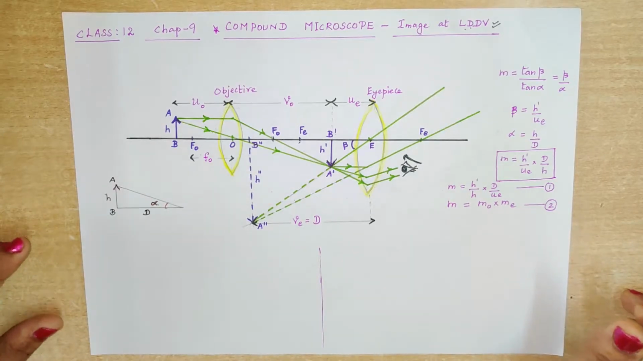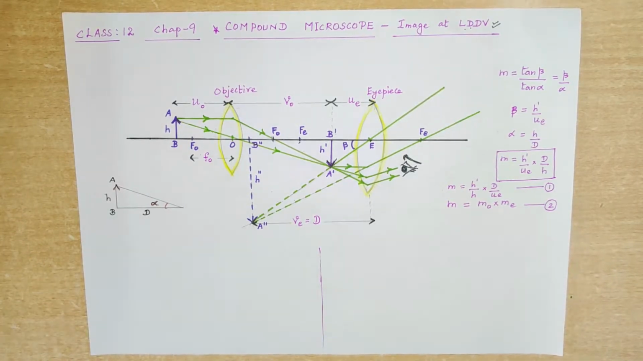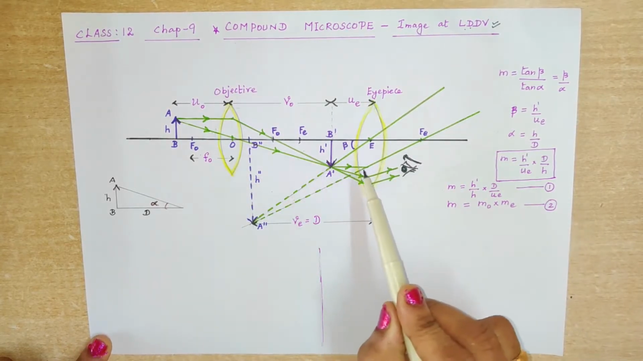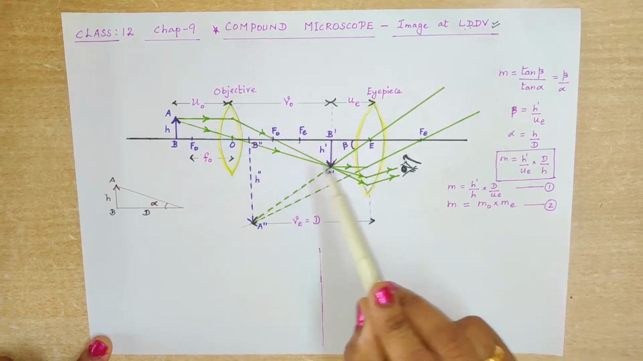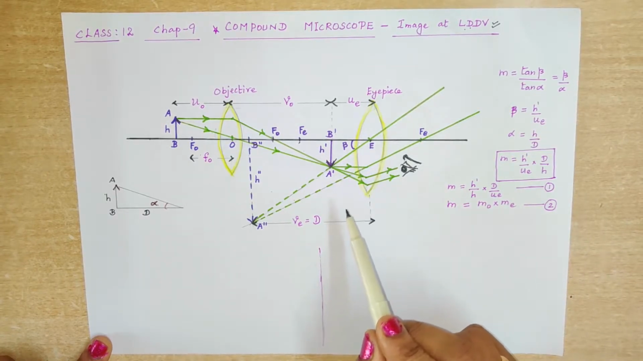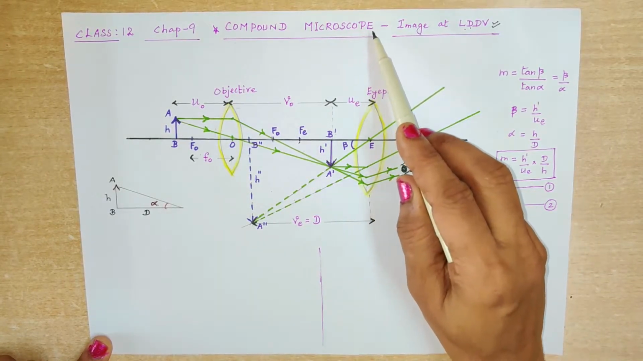Hello students, in this video we are going to learn about the compound microscope. It is one of the optical devices which gives a magnified image of tiny objects. It is an arrangement of two convex lenses kept coaxially in a metallic tube. There are two cases under the microscope.